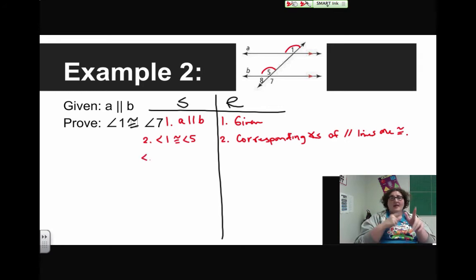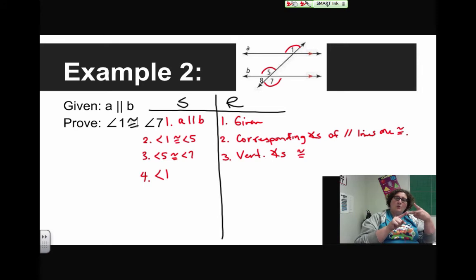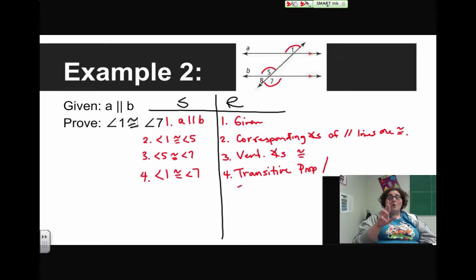Then I can say that, number 3, I also know that angle 5 is congruent to angle 7 because of vertical angles. So angle 5 is congruent to angle 7 by vertical angles. And then I can say that angle 1 is congruent to angle 7 by the transitive property. Or you could say substitution. Either one would be a valid conclusion.